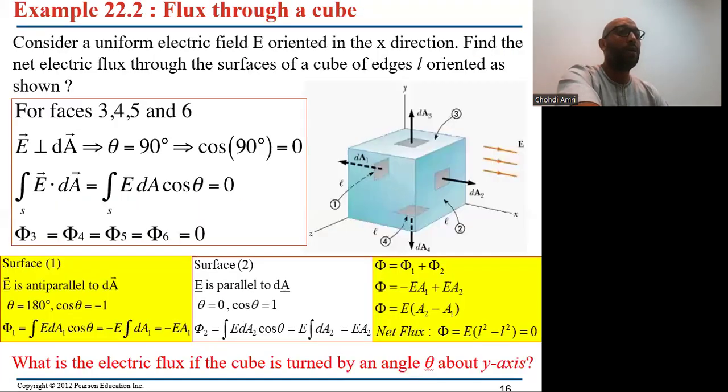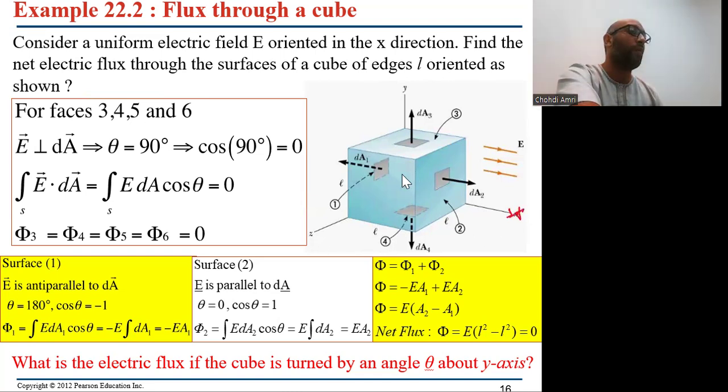Okay, let's take another one. We consider a uniform electric field E oriented in the x direction. Find the net electric flux through the surface of the cube of edge L oriented as shown. We have a cube. Of course, the cube has 6 faces. The electric field is oriented in the x direction.